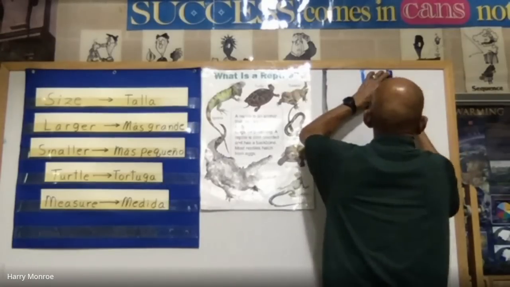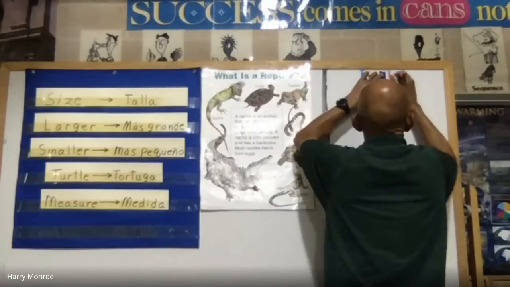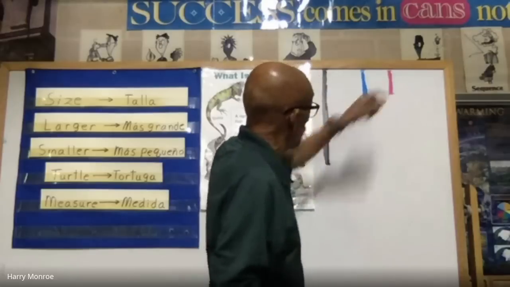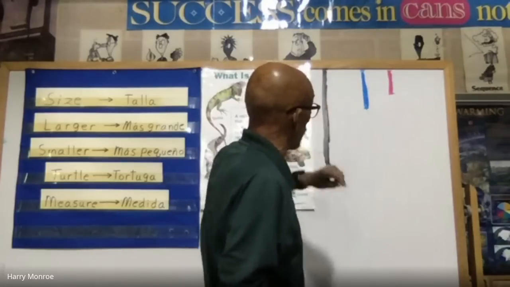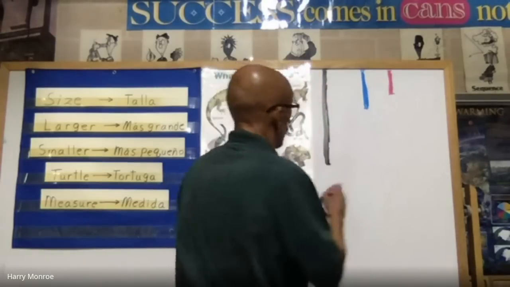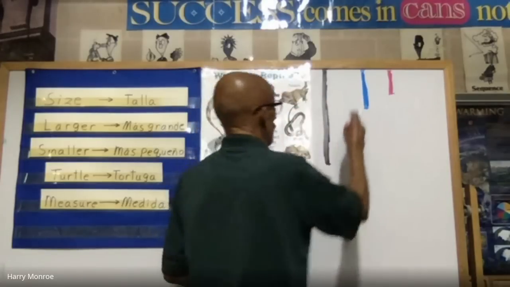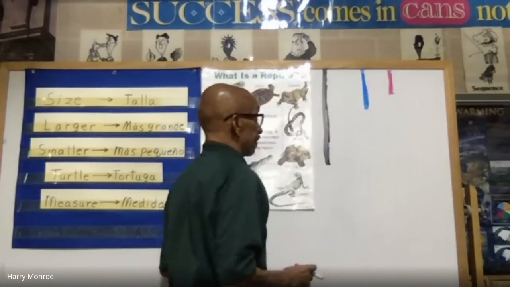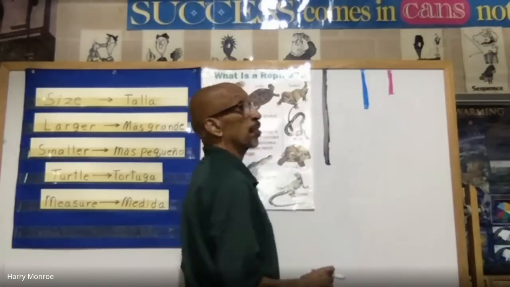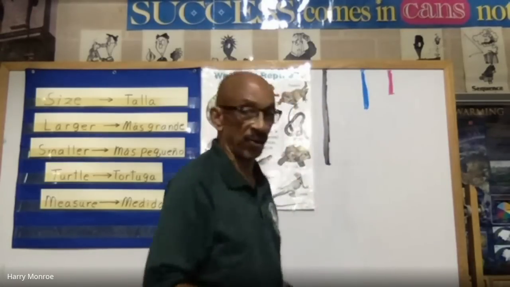There. And right there. Okay. Tiny is smaller than Teresa. Teresa is larger than Tiny. Teresa is smaller than Michelangelo, but yet she's larger than Tiny. Michelangelo is larger than Teresa, and Teresa is smaller than Michelangelo.